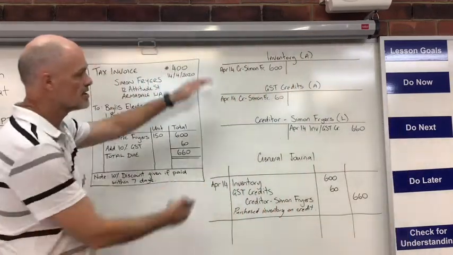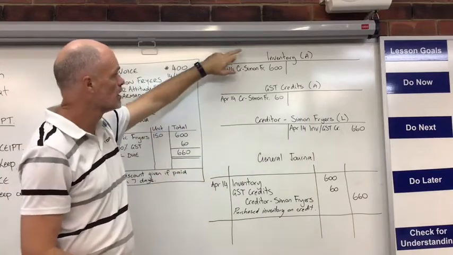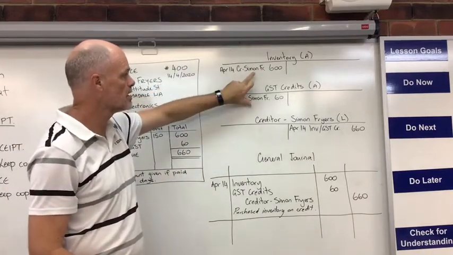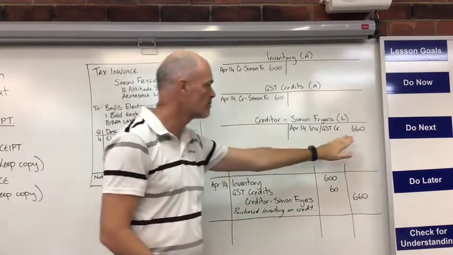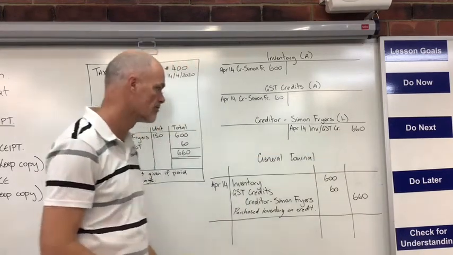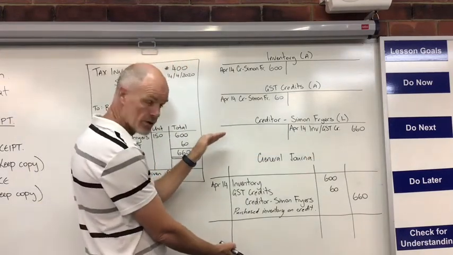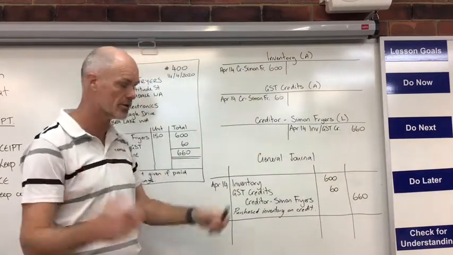So to place it into the ledgers, very simple. As you already understand and know, we debit both the asset accounts for the 600 plus the 60, and then we credit the liability account of 660, showing the total that we owe. And then to place it into the general journal, it's exactly the same information, just in the general journal format, so simple again.